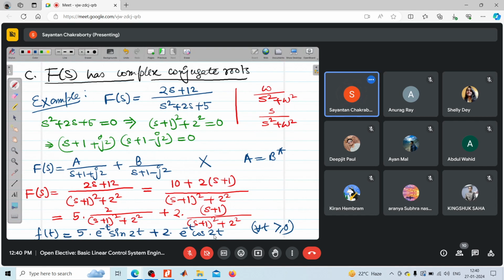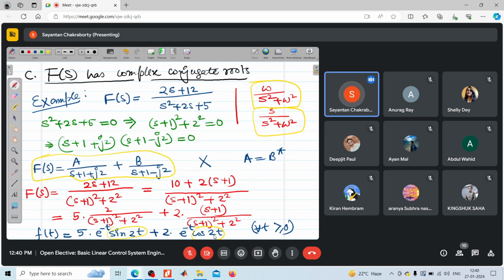Right. See how easy it has been solved without going into the complications of getting the partial a and b values and calculating the corresponding inverse Laplace transform. Ultimately, what will happen if you go on through this method? Finally, you will converge to the same answer. So whenever you find a complex conjugate pair of roots, you try to decompose it into a combination of this type of factor, so that you can extract sine function and cosine function, a combination thereof, right?